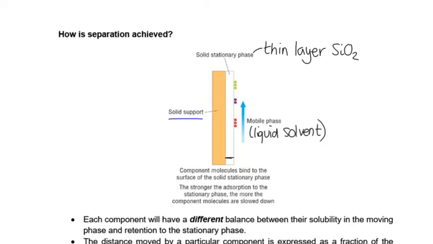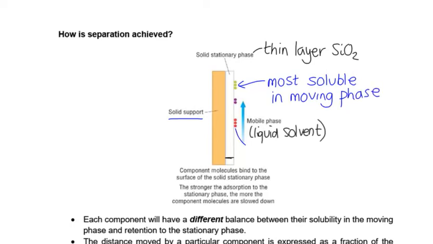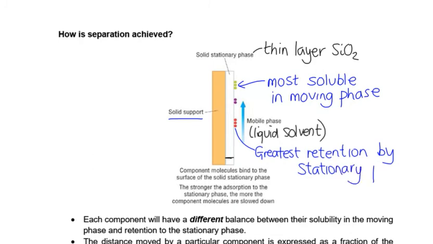So which of those components is the most soluble in our moving phase? This one is the most soluble because it's moved the furthest. Remember, it's a balance between solubility in the moving phase and retention by the stationary phase. And this one is the greatest retention by the stationary phase because it's moved the least. So it's the least soluble, if you wanted to think of it that way, or the most retained, whereas the one at the top is the most soluble in the moving phase or the least retained by the stationary phase.